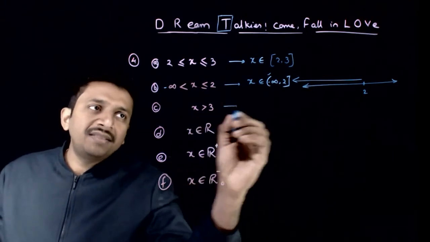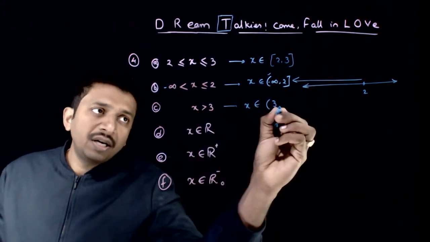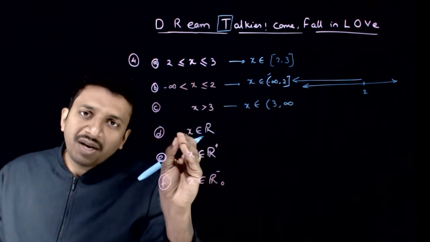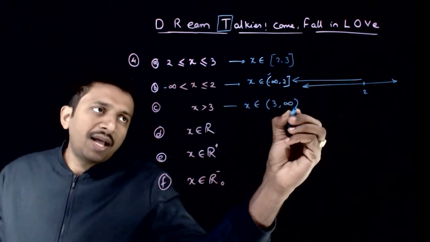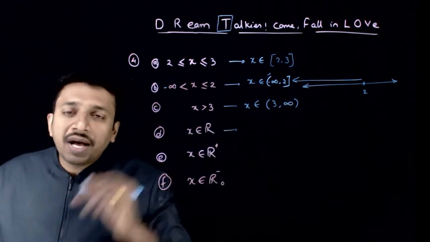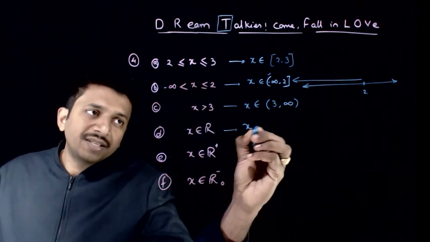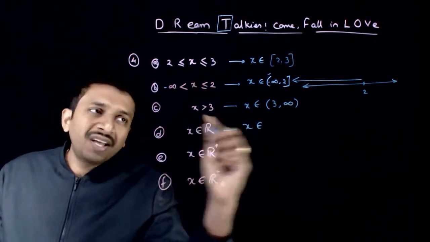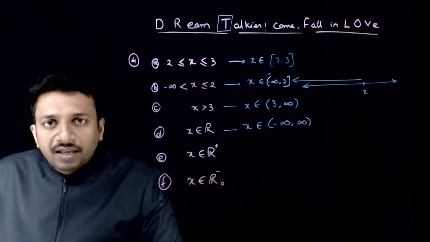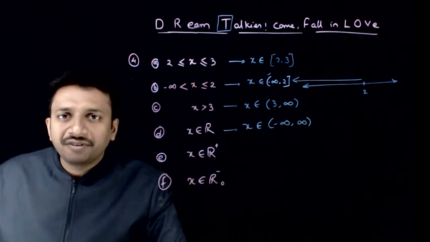Next, x is greater than 3. So x belongs to open 3 because 3 is not included. And it goes on till infinity, right? If x is greater than 3, from 3 it can go up to infinity. So I'll use an open interval for infinity. And x belongs to R. x belongs to all real numbers. So what is the interval for all real numbers? Minus infinity to plus infinity. Right? Because real numbers span from minus infinity to plus infinity.